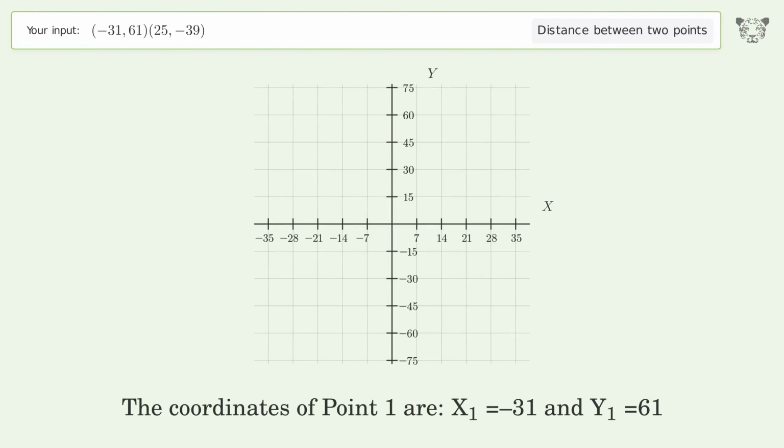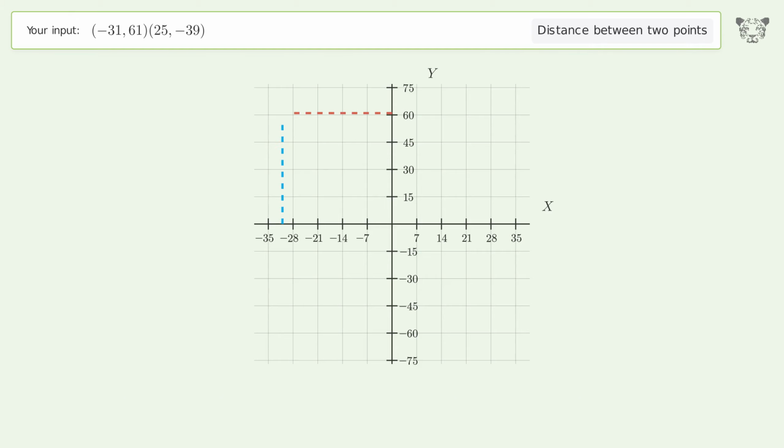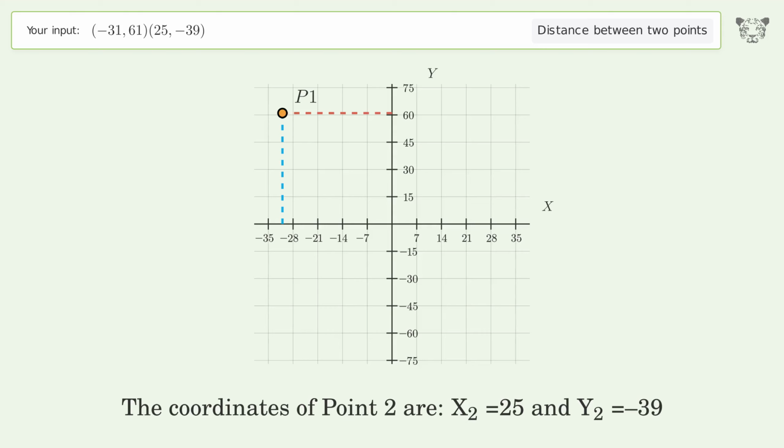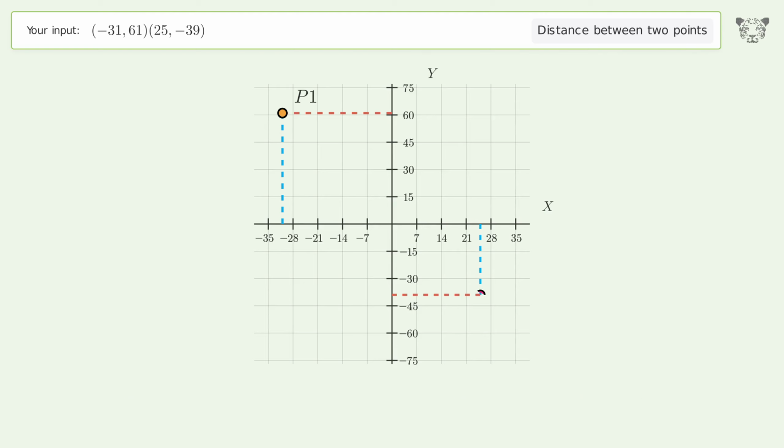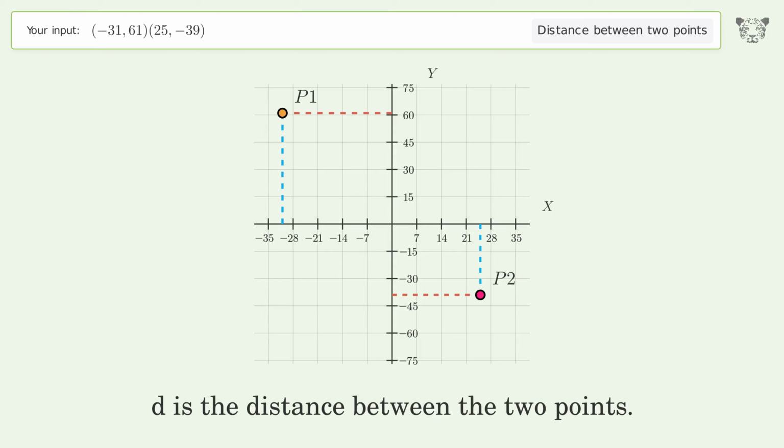The coordinates of point 1 are, x1 equals -31 and y1 equals 61. The coordinates of point 2 are, x2 equals 25 and y2 equals -39. D is the distance between the 2 points.